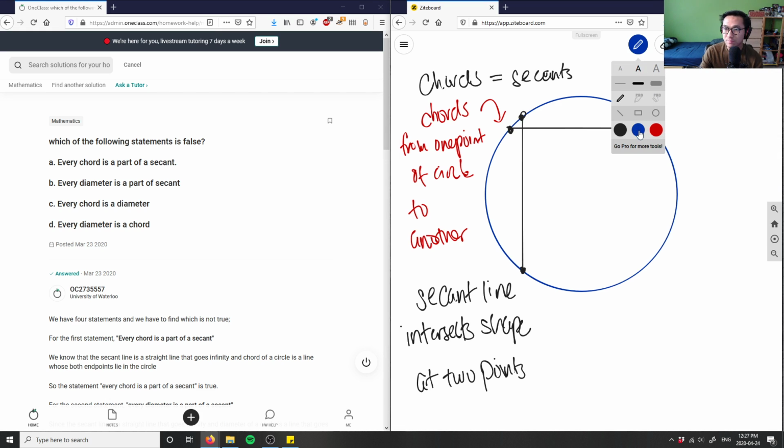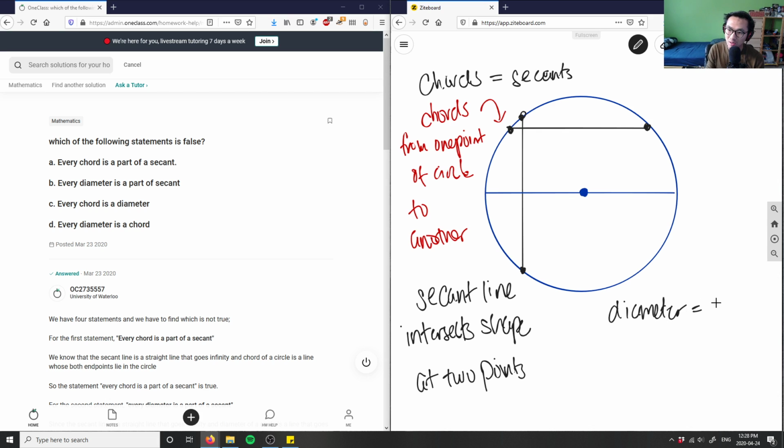A diameter goes through the midpoint or the center of the circle. So I'm going to assume that this here is my diameter, and that this here is the center of my circle. Basically a diameter. Let me write this down in black.